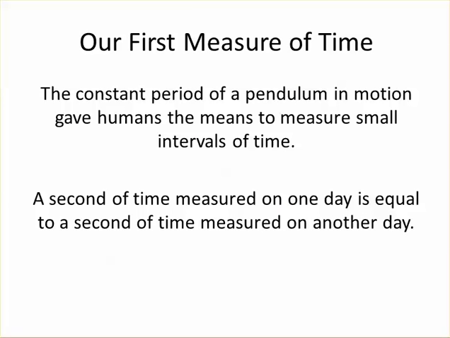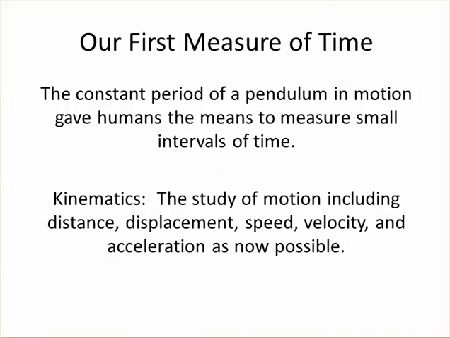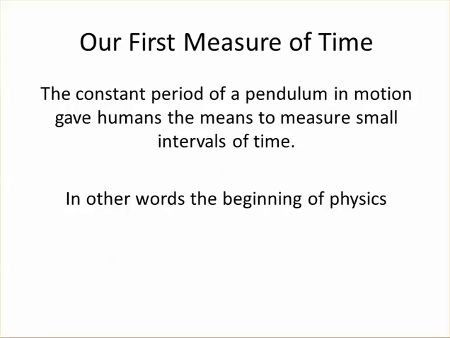The constant period of a pendulum in motion gave humans the means to measure small intervals of time. A second of time measured on one day is now equal to a second of time measured on another day. Kinematics, the study of motion, including distance, displacement, speed, velocity, and acceleration, these are all now possible. In other words, the beginning of physics.